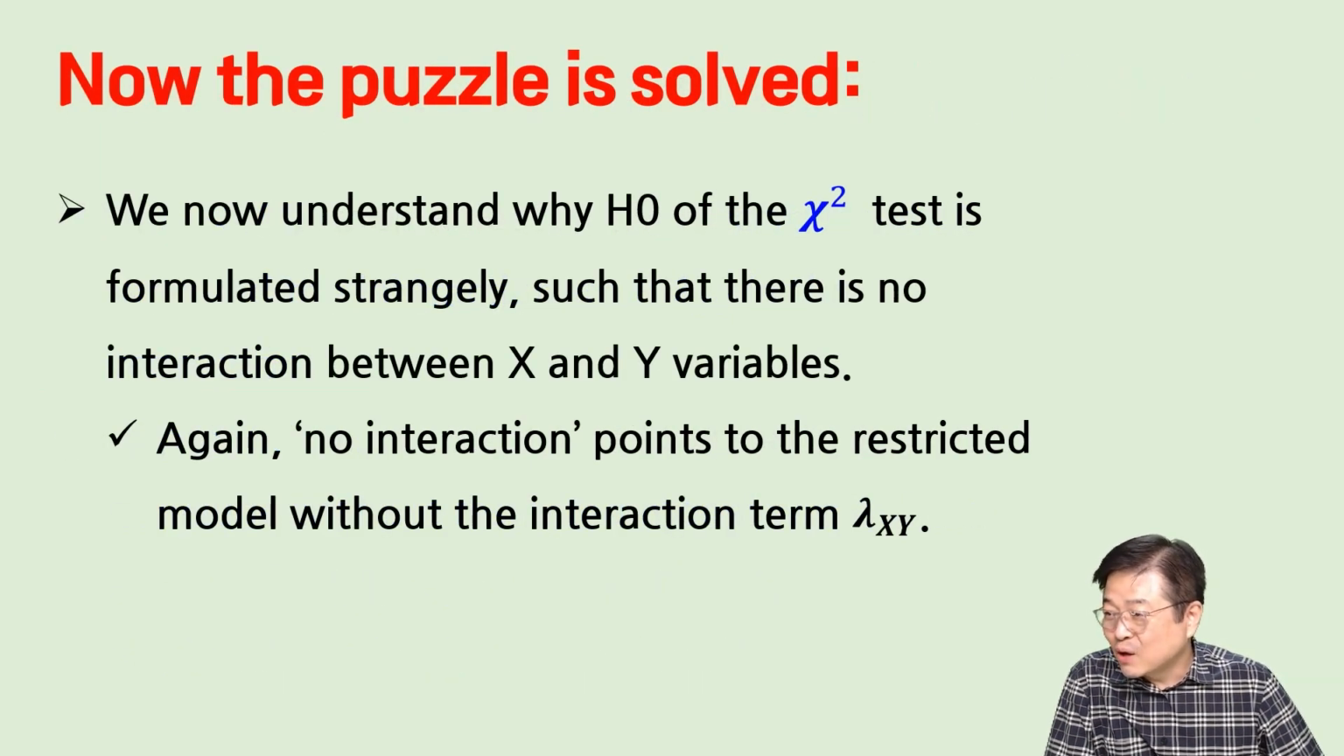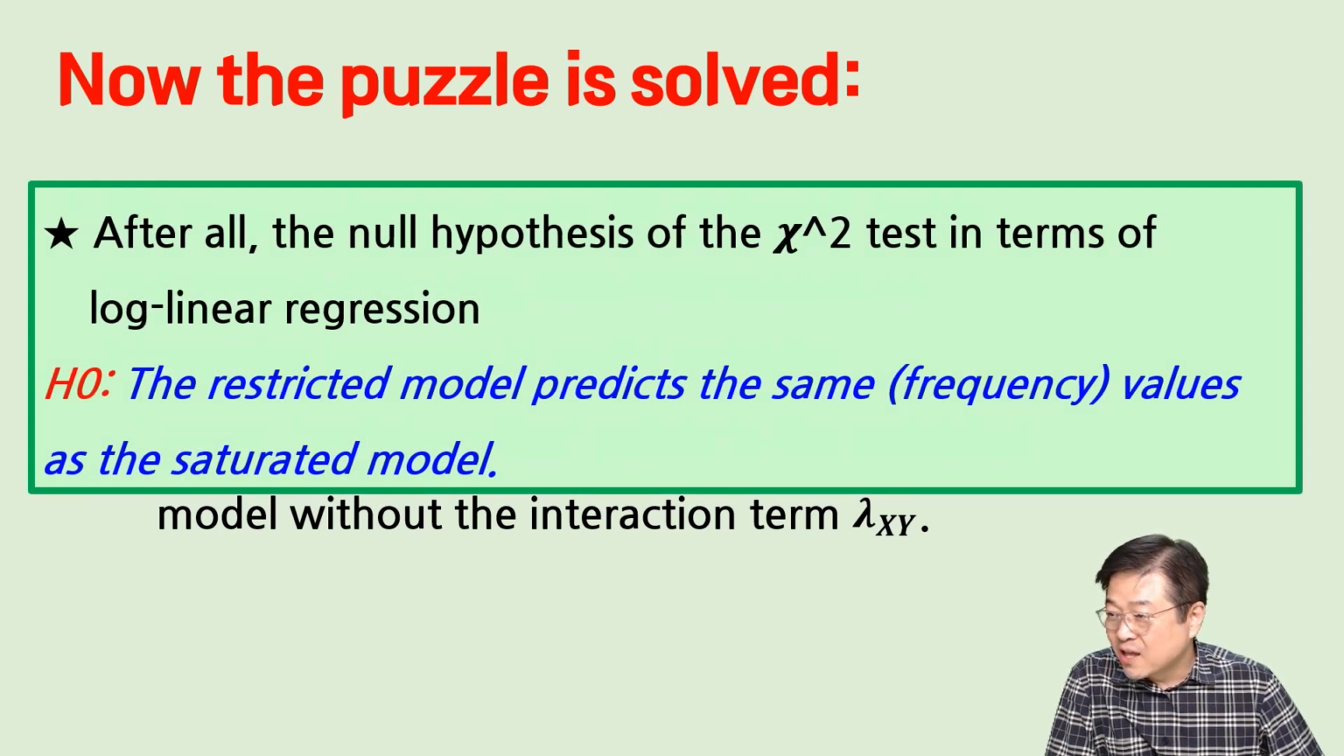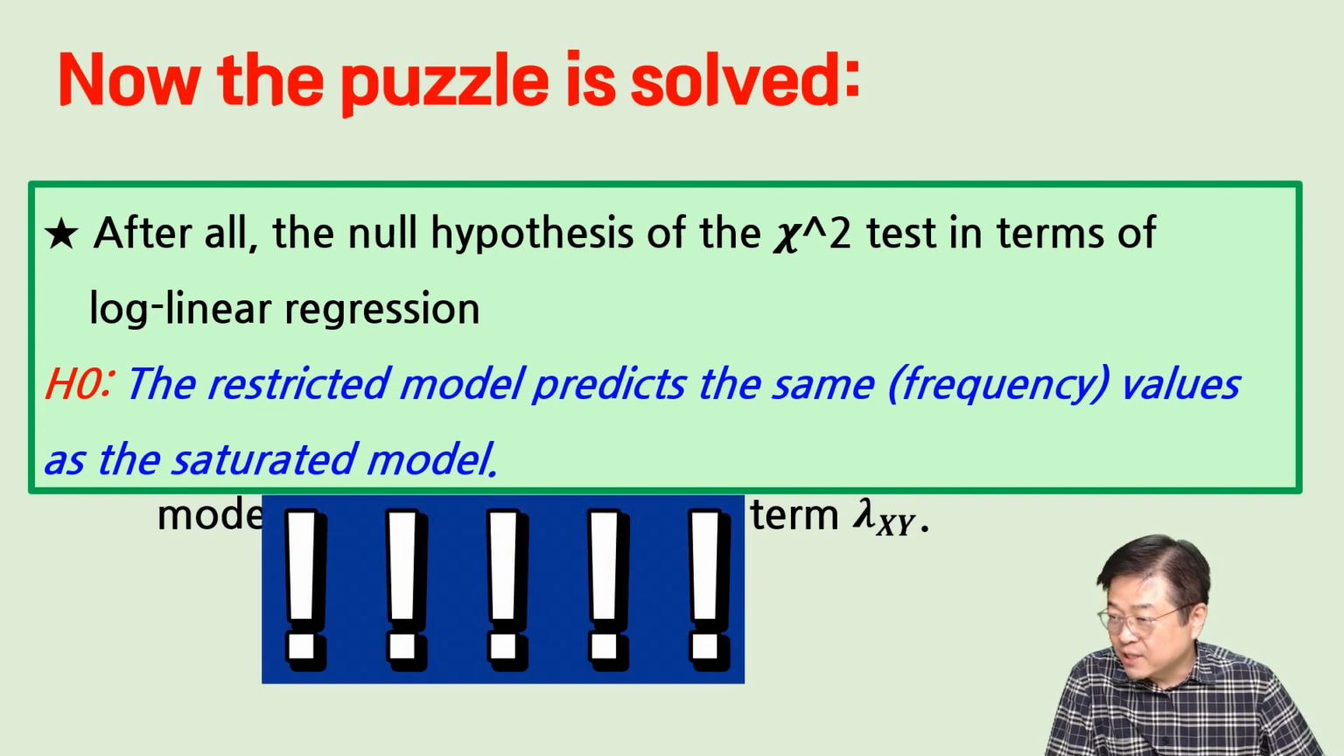We now understand why the h0 of the chi-square test is formulated strangely, such that there is no interaction between x and y variables. After all, the null hypothesis of the chi-square test in terms of log linear regression is restated such that the restricted model predicts the same frequency values as the saturated model.